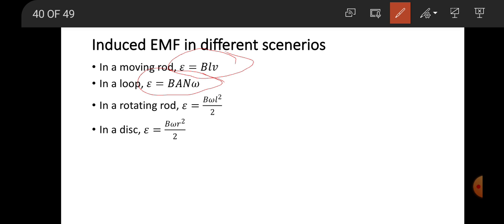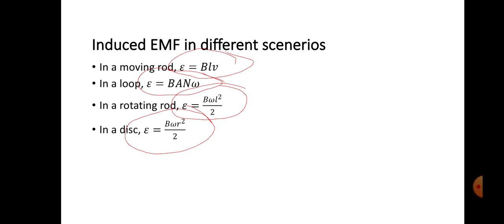Now, if it is a rotating rod, that means a rod rotating in a magnetic field, you have this B omega L squared all over 2. Then if it is a disk, we have this B omega R squared all over 2. Remember, omega there means angular velocity. So we can actually see different questions here.